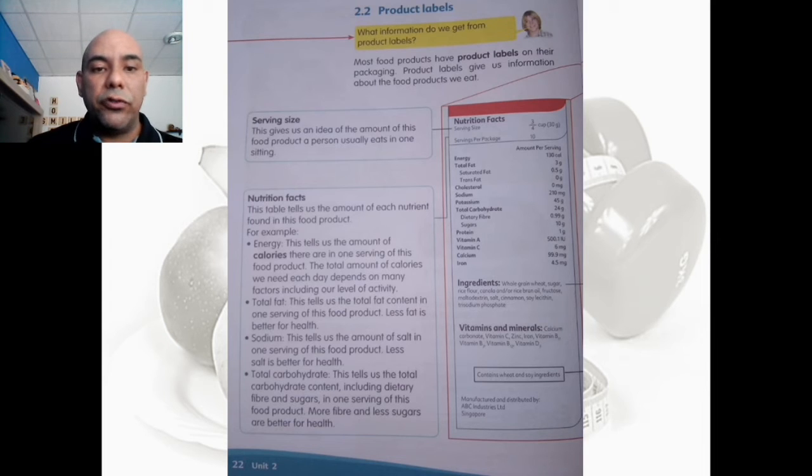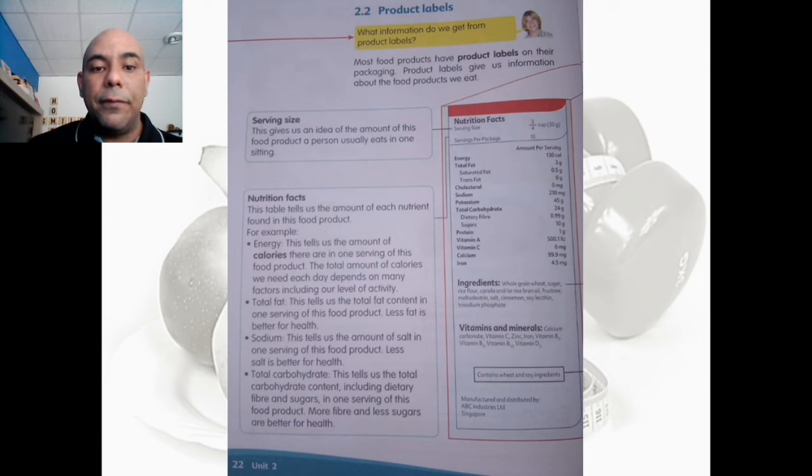Then we also have the nutrition facts. We have, for example, the energy, the calories, the total fat, the sodium, and the total carbohydrate. This information is going to be of extreme importance if you want to keep a good, healthy diet. For example, in the case of the calories, it is going to be the unit how we measure our food. Remember that if you eat too many calories in a day, in the future you're going to be developing overweight.